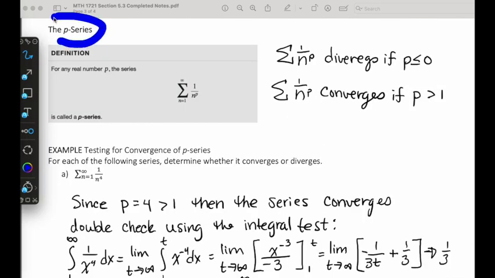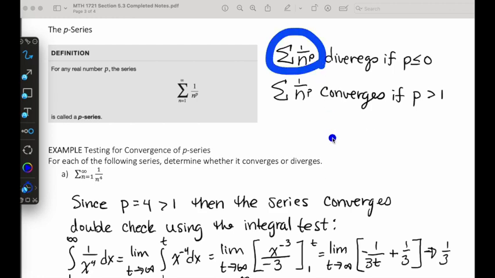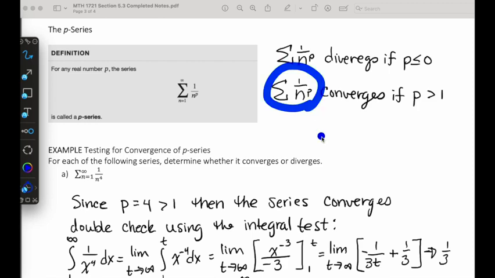Now, we have something that's called a p-series. A p-series is when you have a series set up in this form, where you have the sum from 1 to infinity of 1 over n to some power. Now, we have found that when it's in this form, if p is less than or equal to 0, we know that this diverges. If p is greater than 1, we know that this converges. And we can always check it using the integral test.